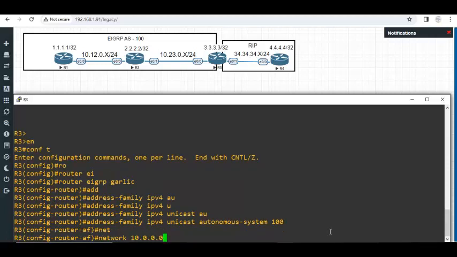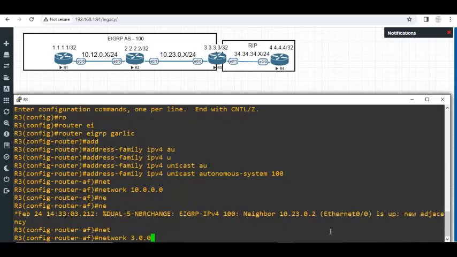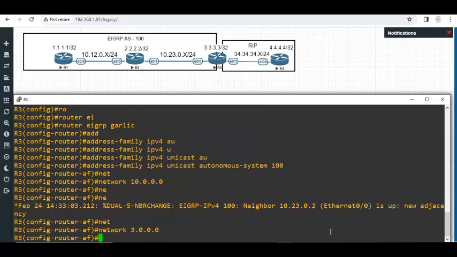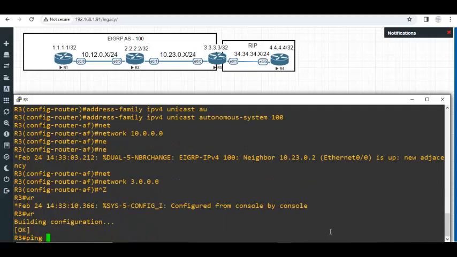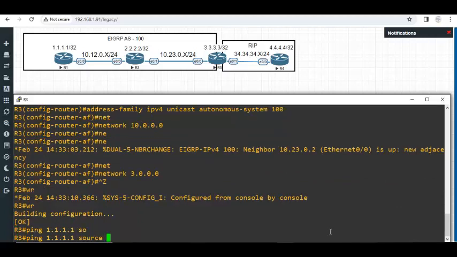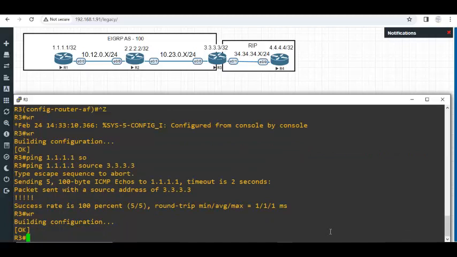Now, if I ping from here 1.1.1.1 with source of 3.3.3.3, the ping should happen. It's happening. Now, what is next? Next is I would like to ping between router 1 to router 4, but router 4 is running RIP. Let's run RIP on router 3 also.